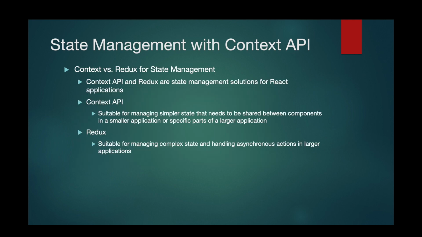Context versus Redux for state management. Both Context API and Redux are state management solutions for React applications, but they serve different purposes and have different use cases. Context API is suitable for managing simpler state that needs to be shared between components in a smaller application or specific parts of a larger application. It's built into React and doesn't require any additional libraries.